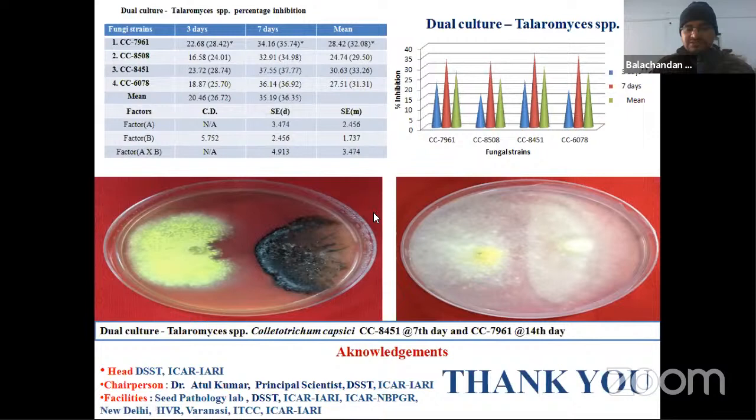It also causes hyphal abnormalities in the pathogen. So our conclusion is that by using the bioagents for the management of the disease, we will get quality seeds as well as quality fruit yield in the field.